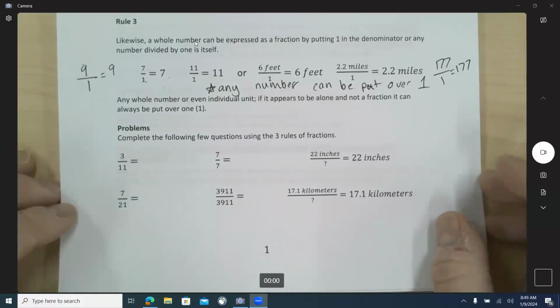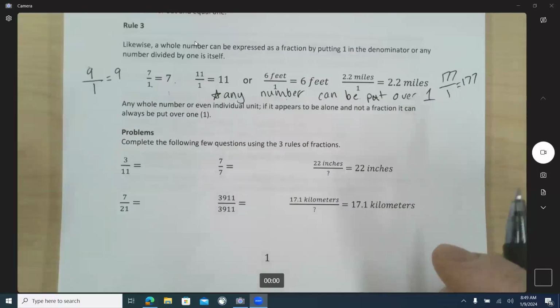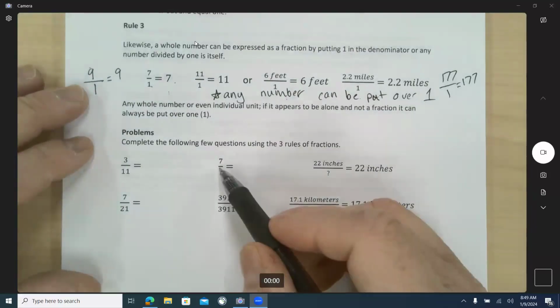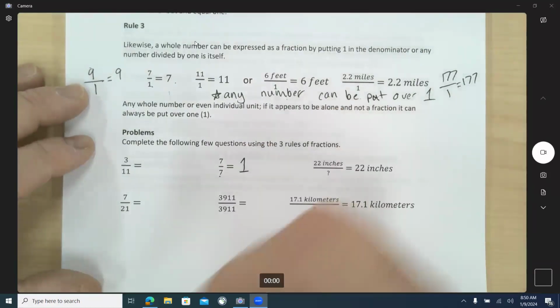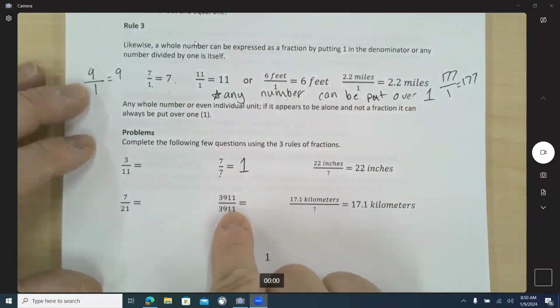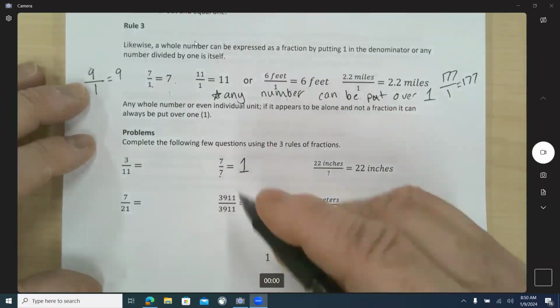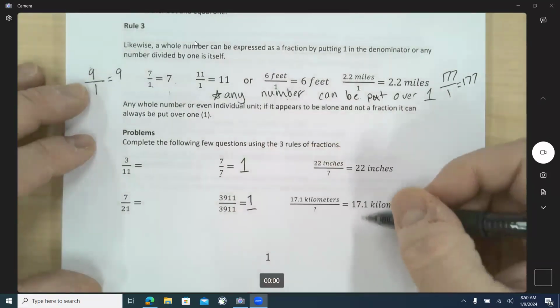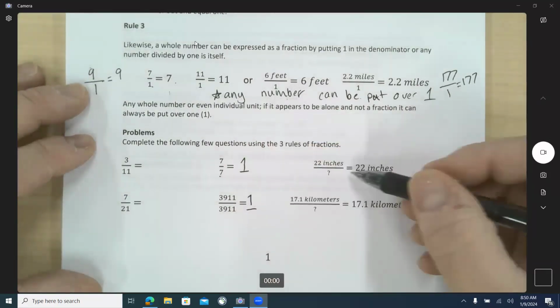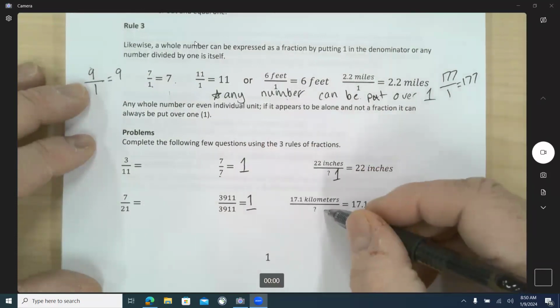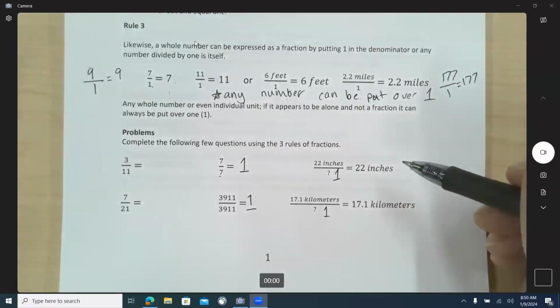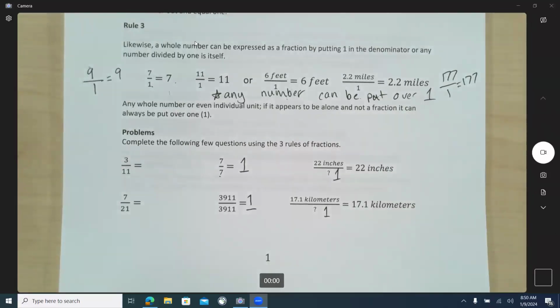All right, it has been 3 minutes. Okay, so I'll do the easy ones first. 7 divided by 7 would be what? 1. 3,911 divided by 3,911 is 1. And then 22 inches over a question mark equals, well, this is 1. And same with this one, right? This is just to get you in the habit of understanding how the rules work, all right?